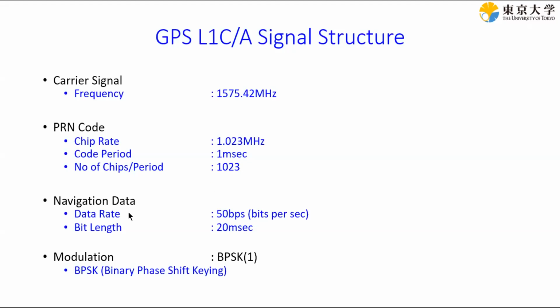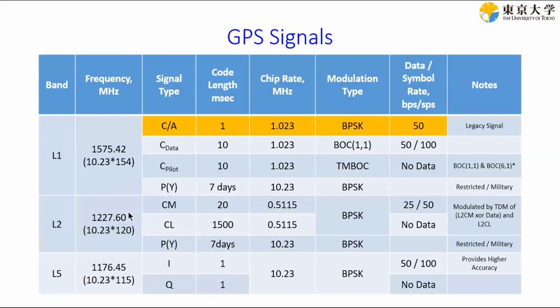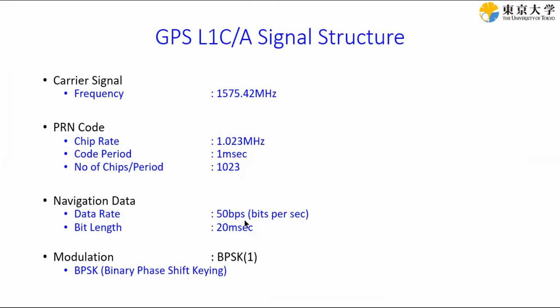And then we have navigation data, but this navigation data is transmitted at a very slow rate. It's only 50 bits per second. Okay, that means if you convert 50 bits per second to time, each bit will take 20 milliseconds. One bit will take 20 milliseconds to come from the satellite to the receiver. So every 20 milliseconds, you get only one bit. This is very, very slow.